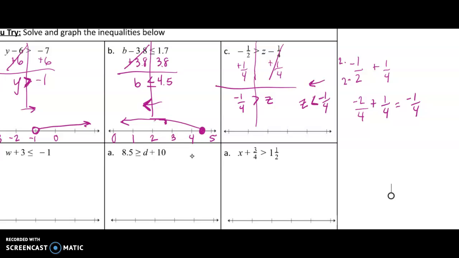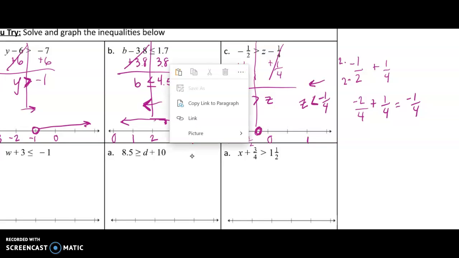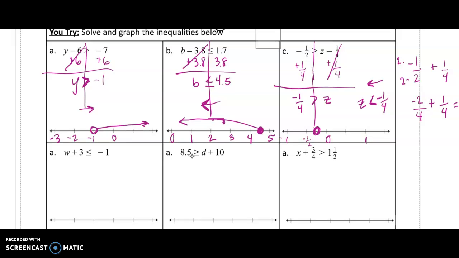So now on the graph, I have 0, and I'm going to skip a line this time, 1, and this will be -1. And so now I'm going to go to 1/4, but it's negative. So 1/2, -1/2 would be here. So in between -1/2 and 0 is -1/4. This is an open circle, and it is going to the left.